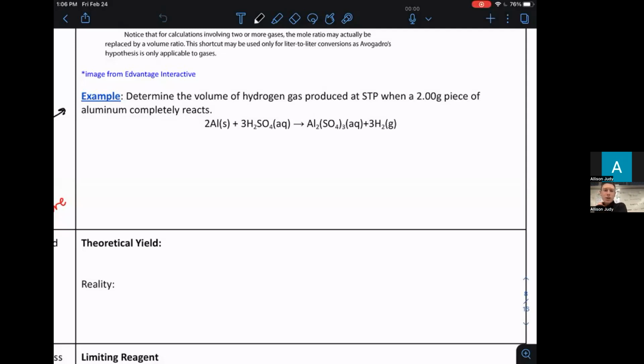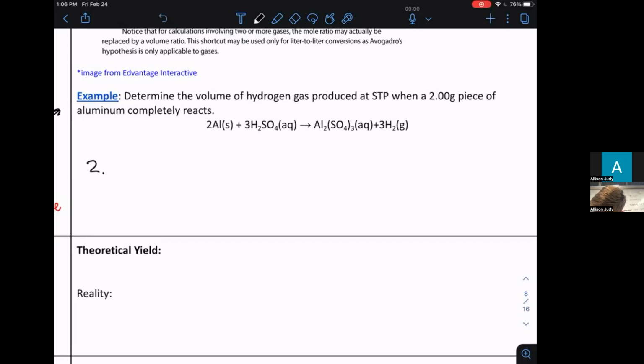It's asking us to find the volume of hydrogen gas produced at STP when a 2 gram piece of aluminum completely reacts. So when we do these kinds of problems, always start with the given information. So we have a 2.00 gram piece of aluminum. And then, oh, that is not how you write aluminum. And then in order to get to moles, which is our most favorite unit, we are going to need the molar mass, which I see on the periodic table is 26.98. So 1 mole, 26.98 grams of aluminum.